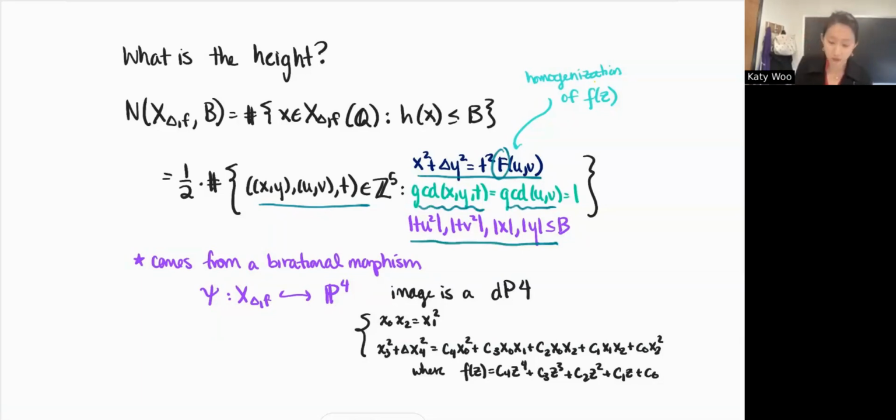And this is coming from the pullback of the natural height on projective space via this morphism from the Châtelet surface to P4. And I didn't write down explicitly what this morphism is, but I just wanted to say that this morphism gives an isomorphism from the Châtelet surface onto its image, and its image will be a del Pezzo surface of degree 4 and has this explicit description.